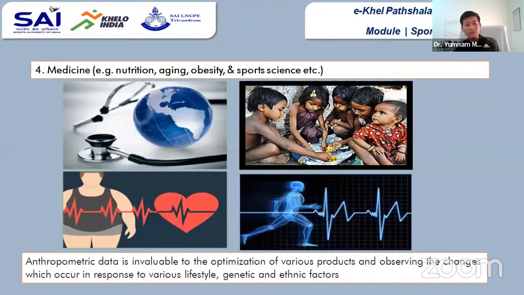So the most important thing we are going to focus on is medicine. Nowadays, anthropometry is used in the medicine ground, for example nutrition, aging, obesity, and sports science. So we'll discuss this in detail in the next slide. Anthropometric data is invaluable to the optimization of various products and observing the changes which occur in response to various lifestyle, genetic, and ethnic factors.